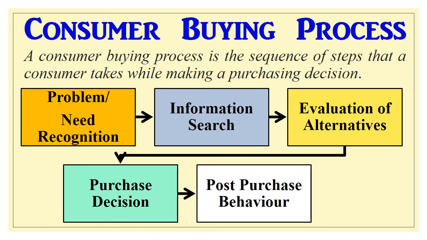Now the next and final step is the post-purchase behavior. After purchasing a product, the consumer will experience some level of satisfaction or dissatisfaction. If the product performance is as per the expectations of the consumer, then it will lead to satisfaction, whereas low performance levels of the product will lead to consumer dissatisfaction. So these are the 5 stages of the consumer decision making process.